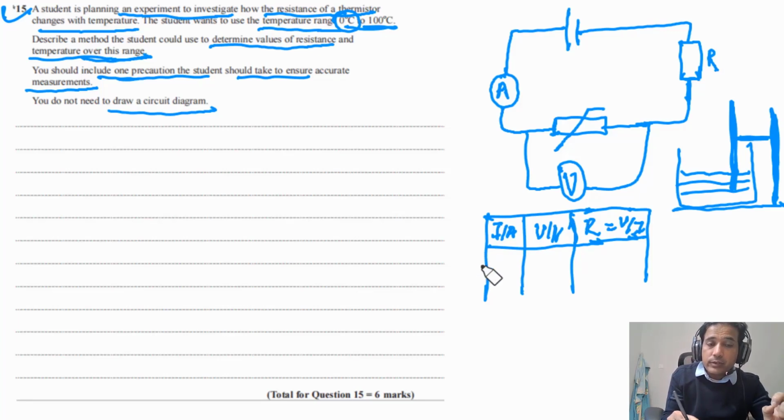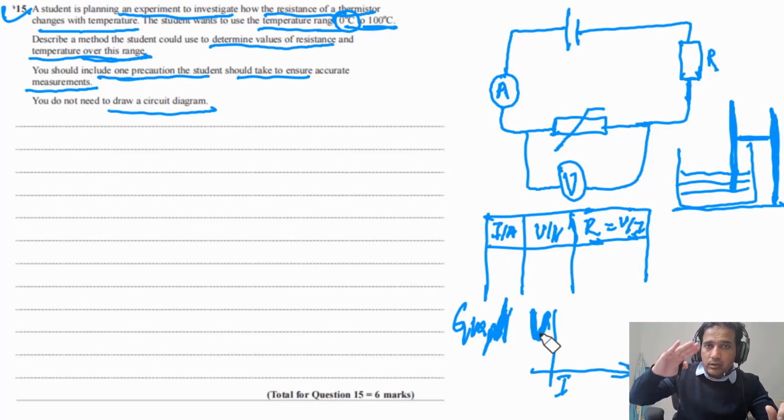And then finally we can sketch the graph. So we can say sketch the graph. So we can write on here graph between. So we can sketch graph between V and I. So here we can say this is V, this is I. And then the gradient. We can look at the gradient, we can see how the resistance is changing.